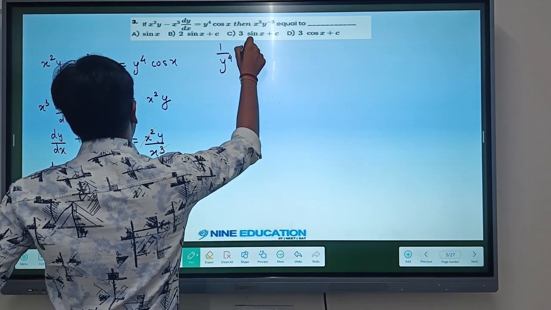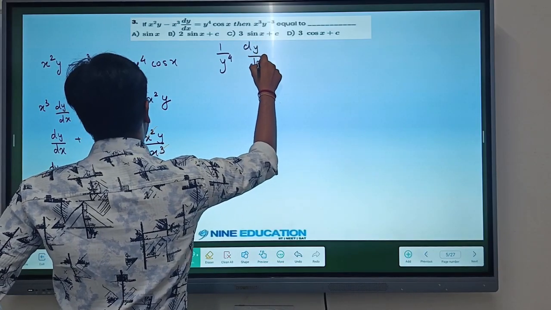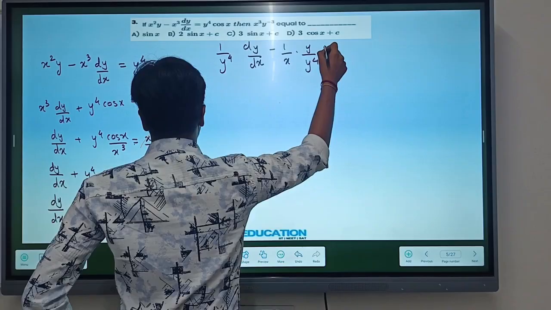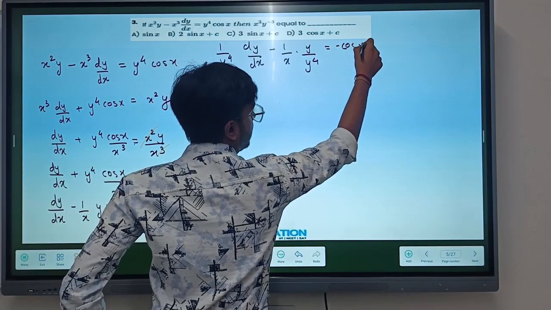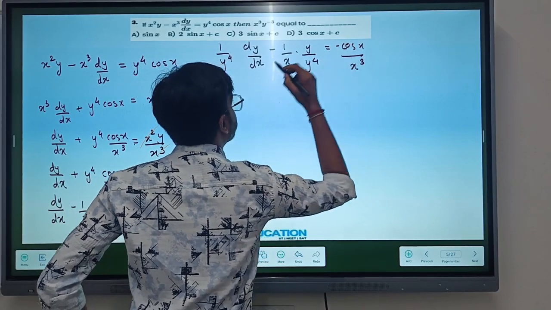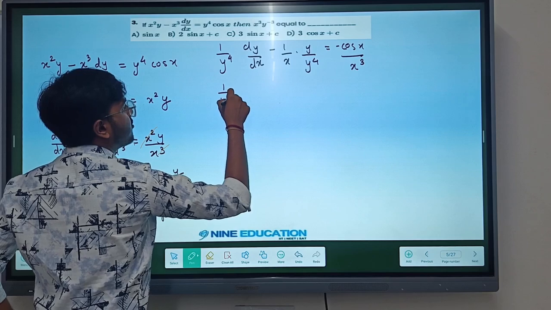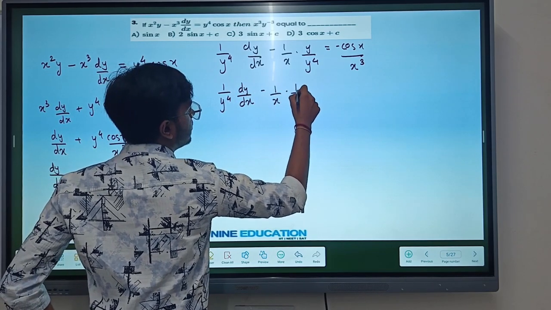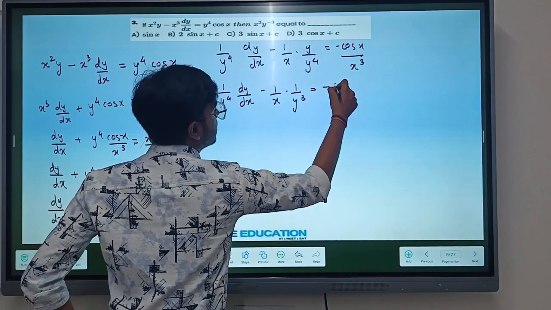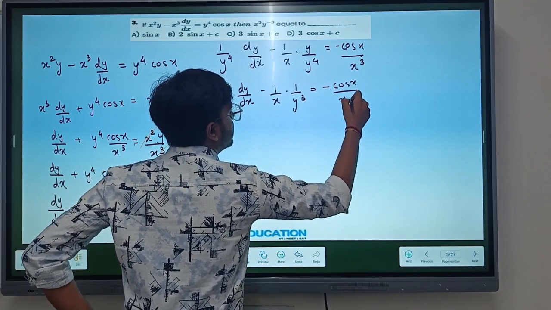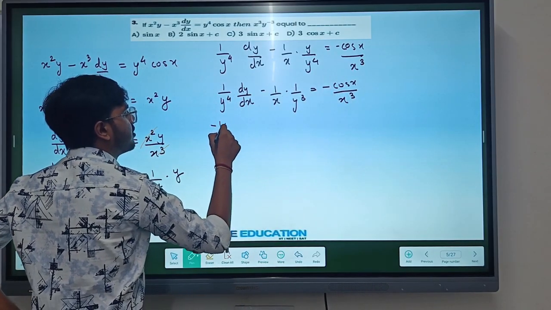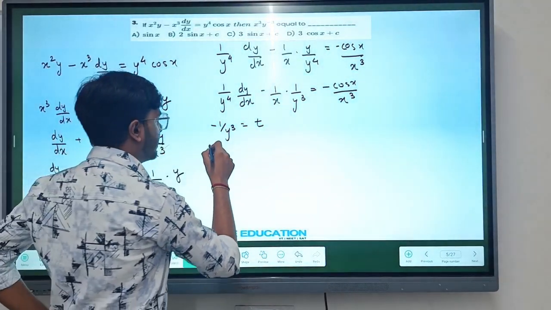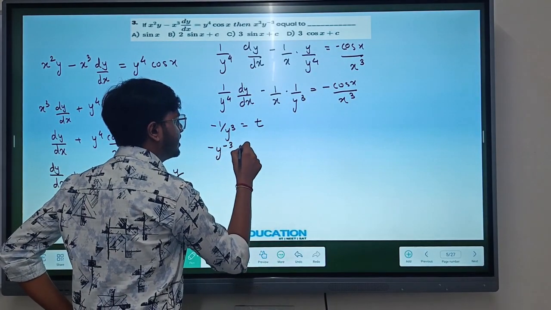1 by y power 4 dy by dx minus 1 by x into y by y power 4 equal to minus cos x by x cube. So 1 by y power 4 dy by dx minus 1 by x into 1 by y cube equal to minus cos x by x. So to convert it to a linear differential equation, what will we do? Take 1 by y cube as t, that is y power minus 3 as t.